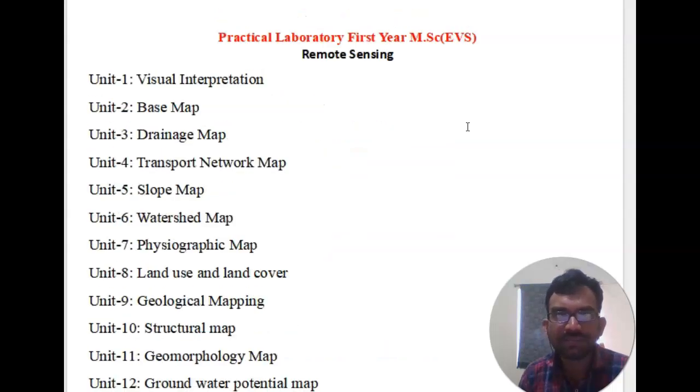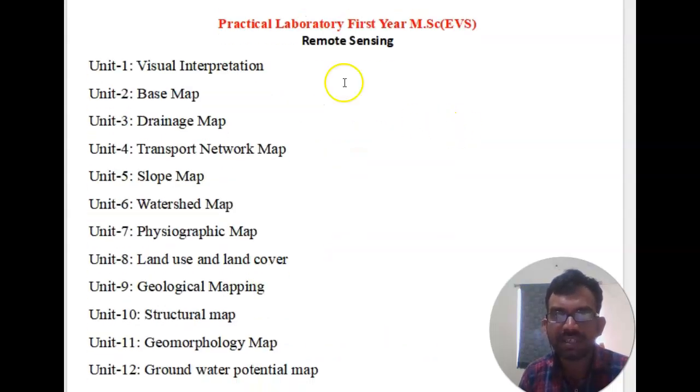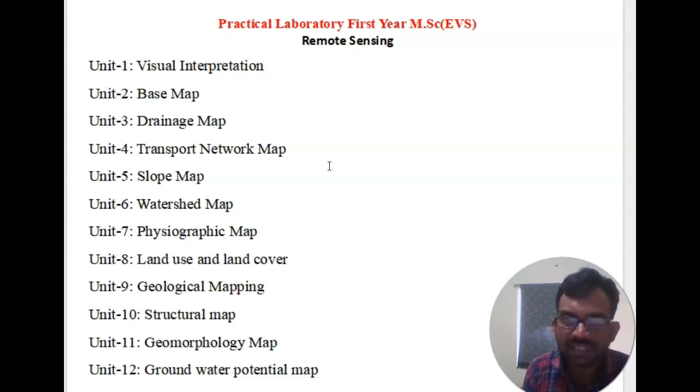Now you can see here the second paper is remote sensing. The first year remote sensing practical is very difficult. You can see visual interpretation, base map, drainage map, transport network map, slope map, watershed map, physiographic maps, land use and land cover map, geological mapping, structure mapping, geomorphology mapping, and groundwater potential mapping. These we need to study in the practical of first year environmental science, especially in the remote sensing paper.